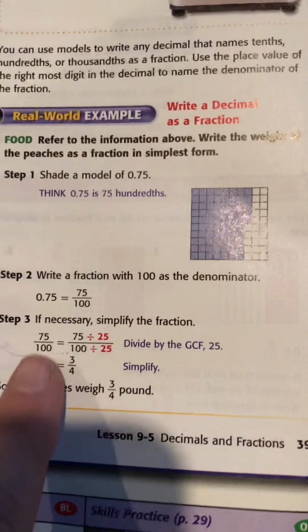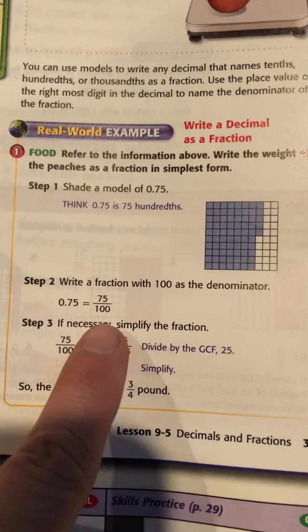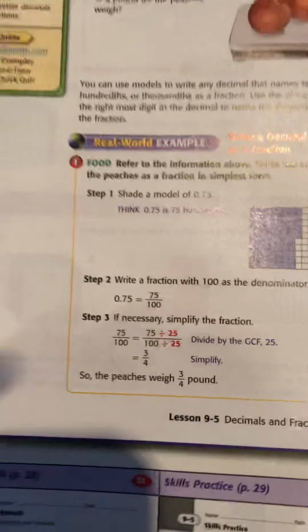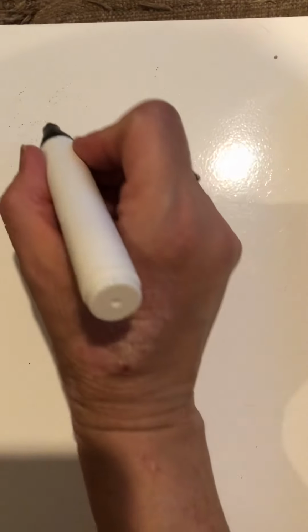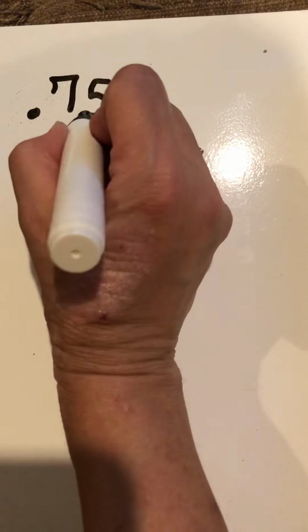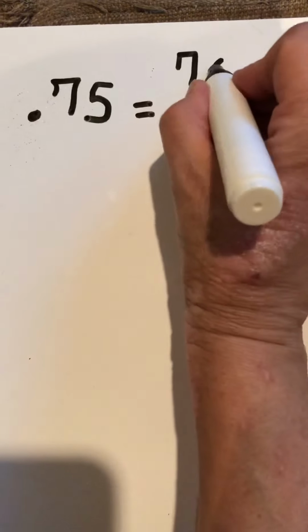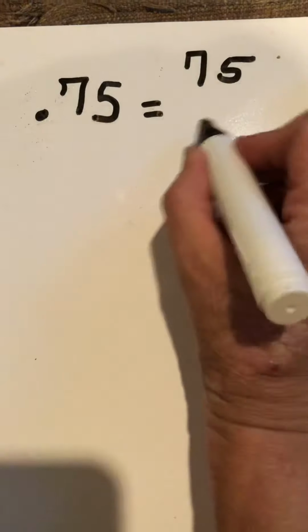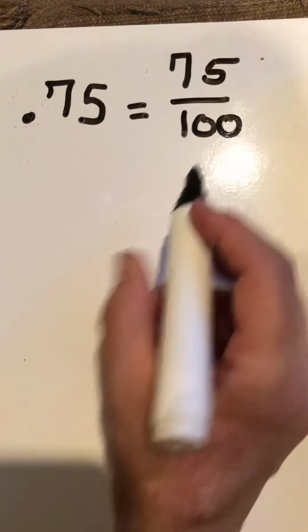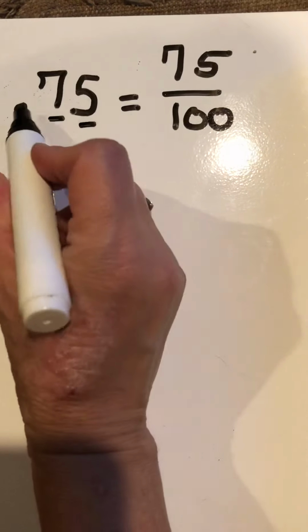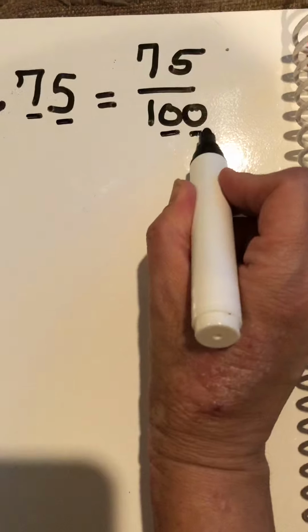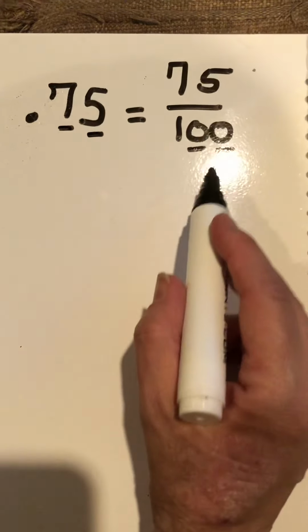So I would write it like this. 75 over 100, 0.75. Pretty soon I'm going to get my large whiteboard up. The video will be a little bit easier. So I just want to show you what that looks like. 0.75 equals 75 parts out of 100. And one easy way to remember what this number is going to be out of: if there's 2 places after the decimal, there's going to be 2 zeros. So that's 75 out of 100.